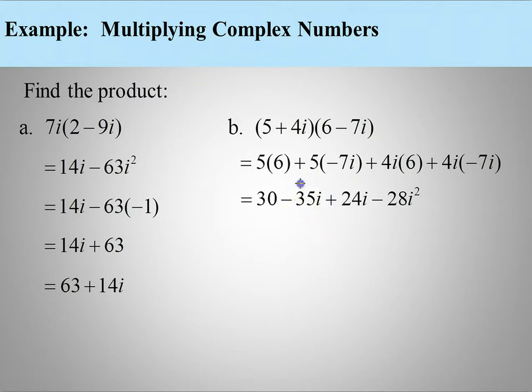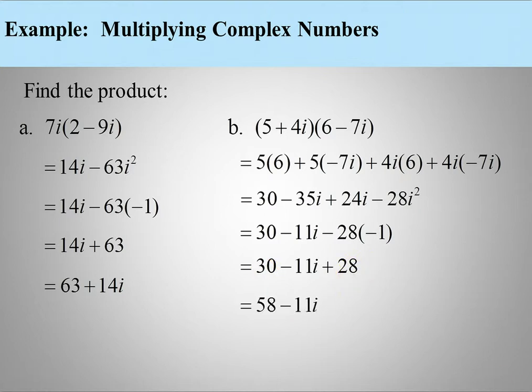I know that I can combine these two, right? And I cannot have an i squared, so I'm going to change that. The i squared becomes negative 1, so negative 35i plus 24i gives me negative 11i. And I can still combine the real numbers, 30 and 28, and I get 58 minus 11i.